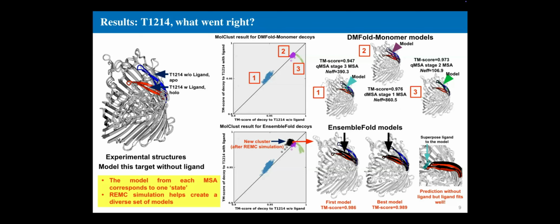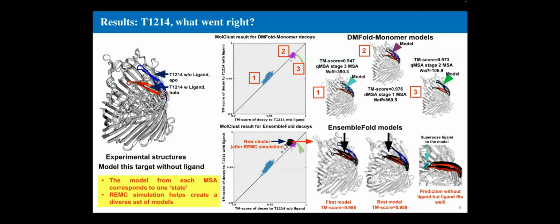This figure shows the TM-score of the DMFold decoys aligned to the holo type and the apo type. So you can see our decoys actually cluster into 3 clusters by our MMClass program. And we can see this cluster is actually much closer to the apo type.